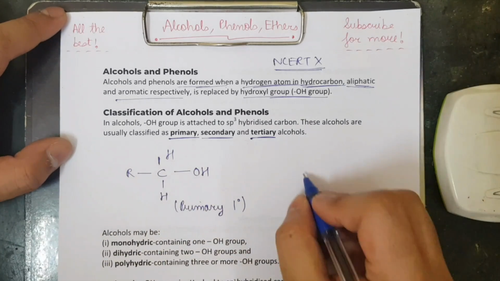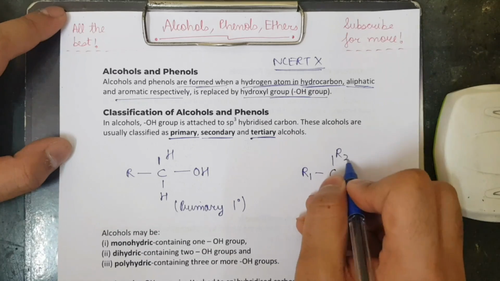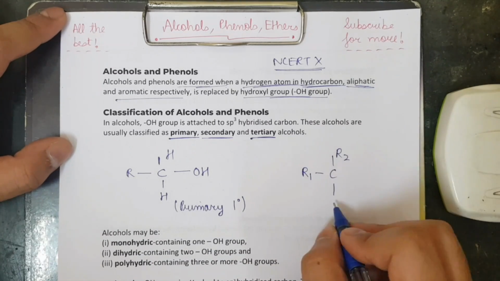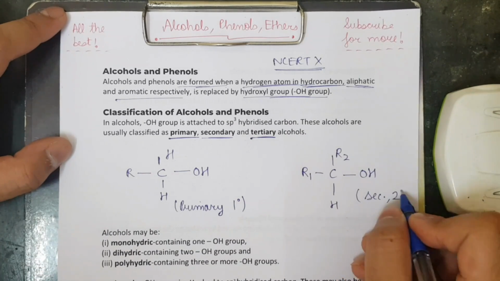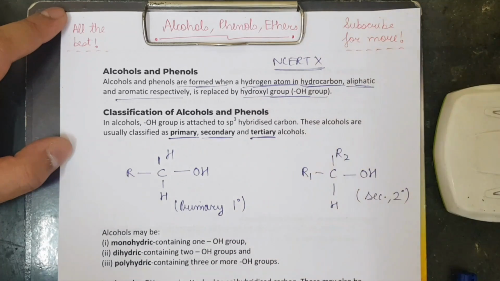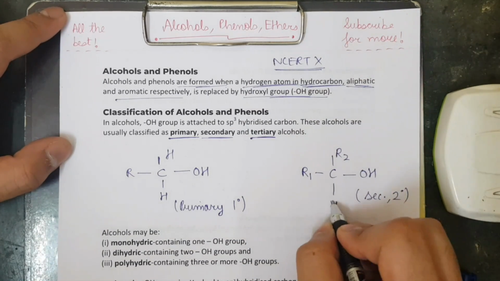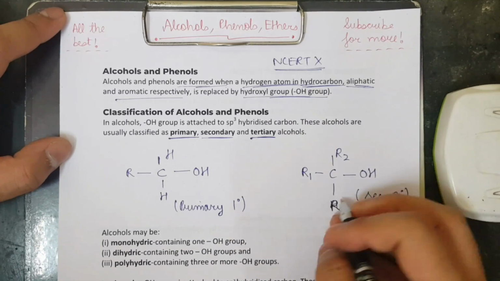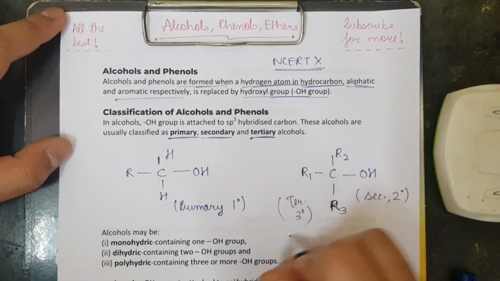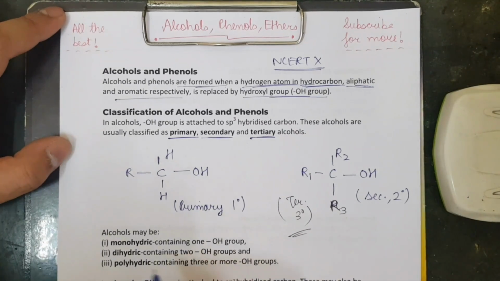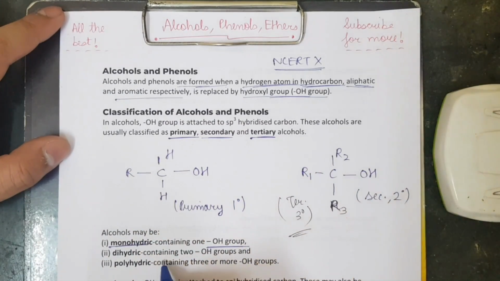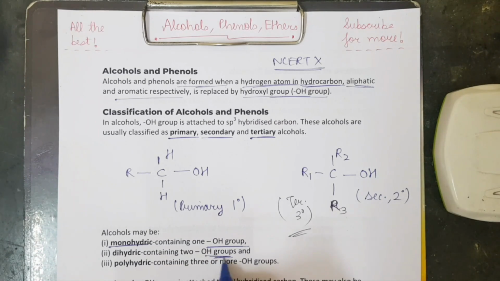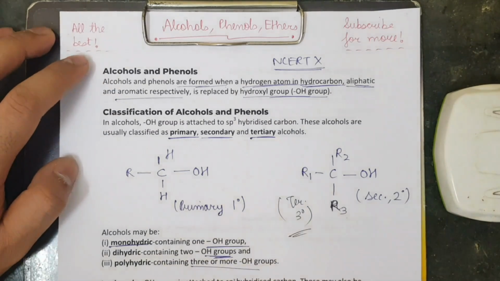Similarly, अगर मैं इस कार्बन को 2 R से अटैच कर देता हूँ, that is this carbon is attached to two other carbons, this hydrogen is here, this OH is here, this is known as a secondary alcohol or a 2 degree alcohol. Similarly, if I attach this secondary and replace this hydrogen by another alkyl group, तब मैं इसको बोलूँगा tertiary alcohol or a 3 degree alcohol. Now alcohols can be monohydric which contains one OH, like this is a monohydric alcohol because it contains one OH. It can be dihydric which contains two OH groups and polyhydric which contains 3 or more OH groups.